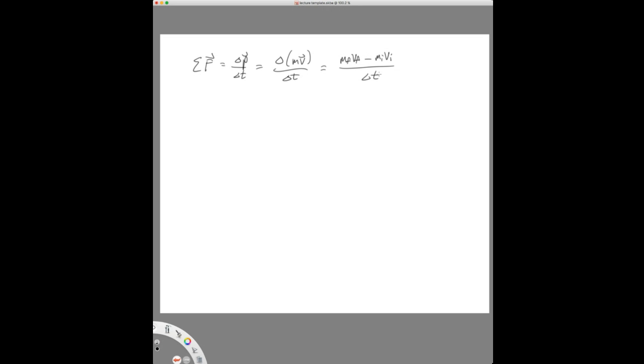Now, most of the time, our mass does not change. So if m final equals m initial, I'll tell you some cases where mass does change, but normally for football players, their mass is not going to change during their collision. So we could say initial mass equals final mass. Then this becomes m times v final minus v initial over delta t, and that's m times delta v over delta t. And we know that delta v over delta t is the definition of acceleration. So if the mass is not changing, then Newton's second law, the way we've been using it, is identical to the original version of Newton's second law.